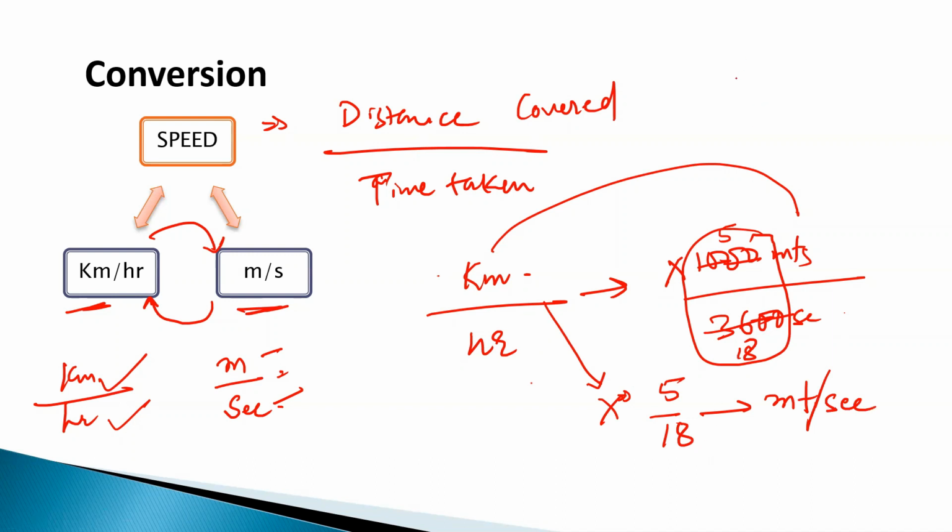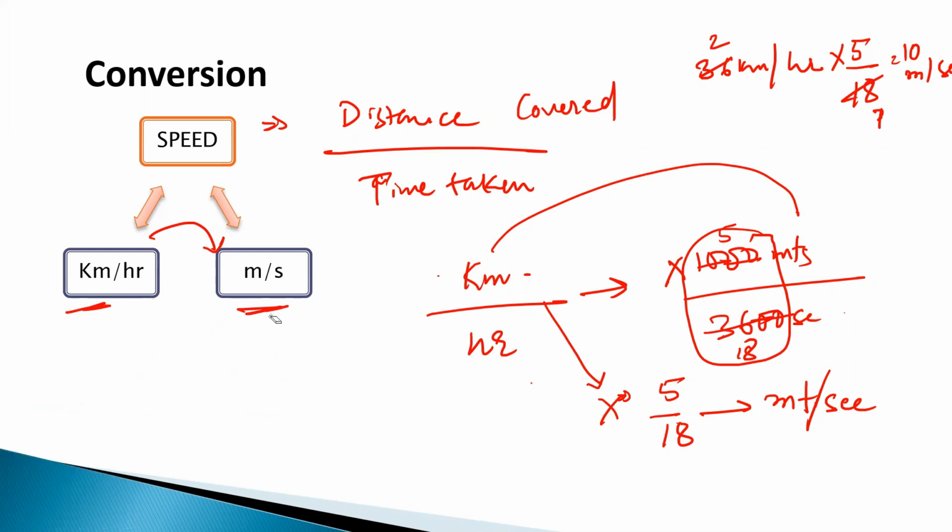Now, suppose I have got 36 kilometer per hour as the speed, and I want to convert it into meter per second. What I do is multiply it with 5 by 18. That's it. I get 18 ones and 18 twos, so you get 10 meter per second. So to convert kilometer per hour into meter per second, you just multiply the number by 5 by 18.